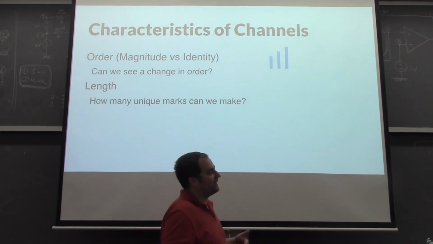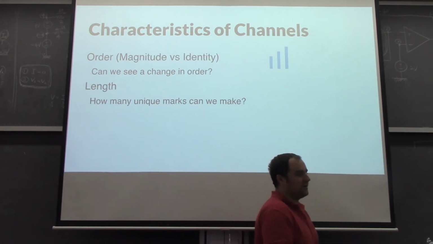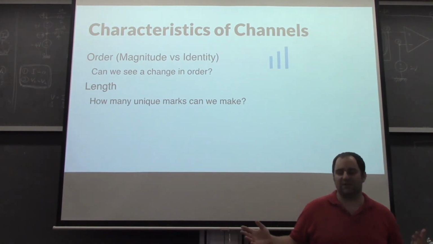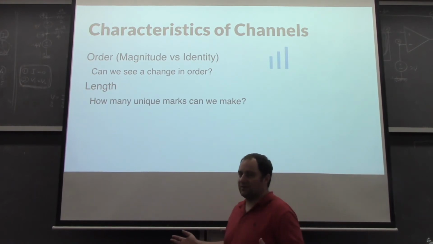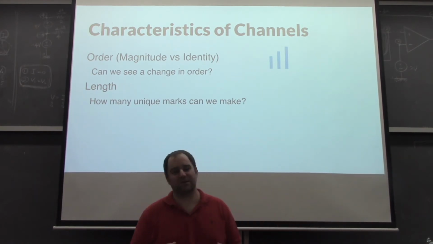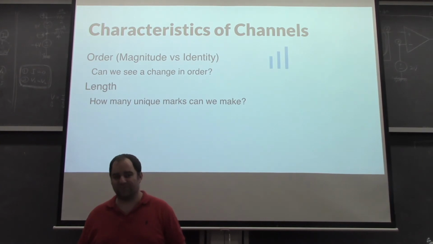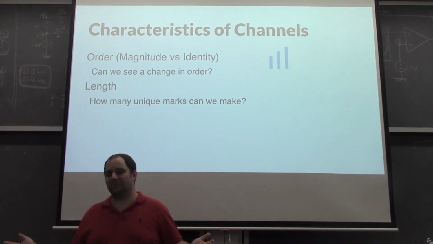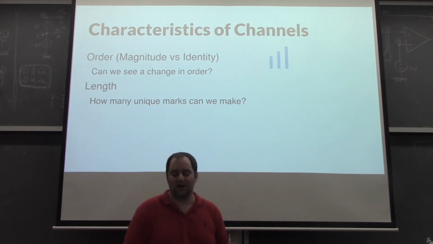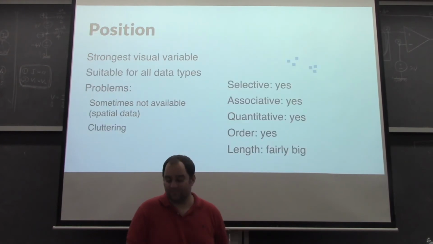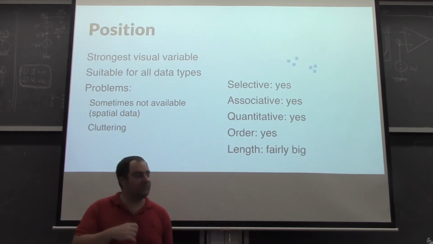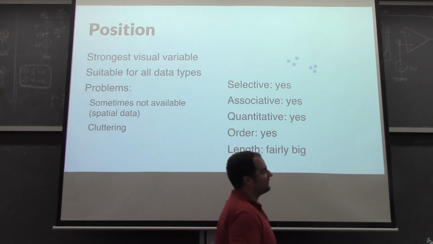And then length, and by length I mean how big is our span of things that we can make use of, right? We talked about that we can only use a limited number of colors, but we can use a very broad spectrum of positions. So we can have a table with many hundred rows, for example, and that works well. Okay, so let's review those individual channels.